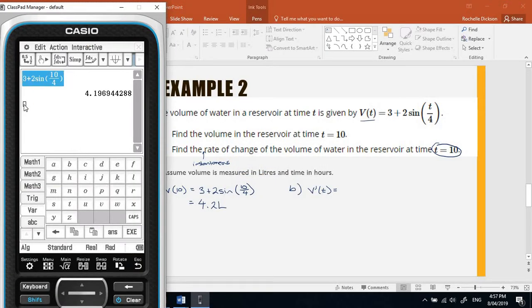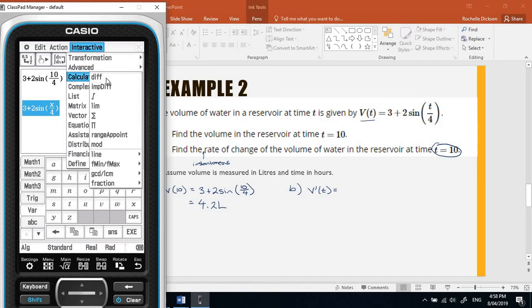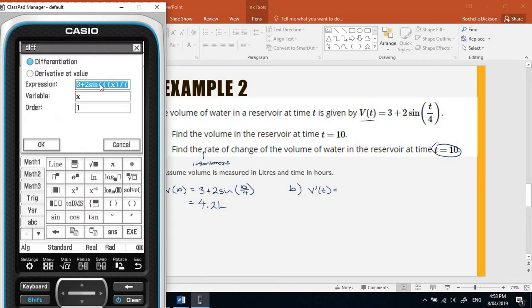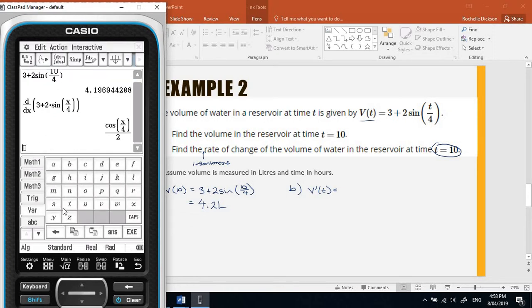So I'm going to take my function we had here. We want, x is our formula there. We must be in radians whenever we're dealing with sine, cos and tan functions. Interactive calculation diff. I'm going to diff with respect to x. We get this value here.